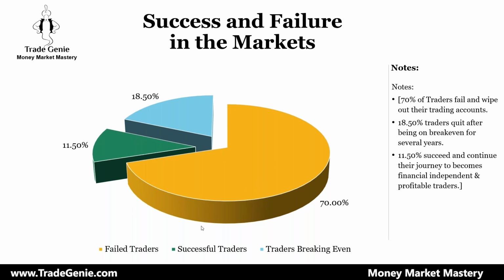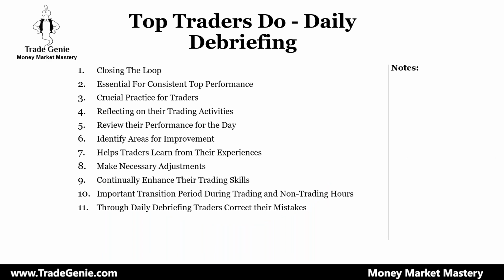Now the failed traders are operating below 85% efficiency level, meaning they are making a lot of mistakes in their trading. So the lesson is this: we need to correct our mistakes in trading. How do we correct our mistakes if we don't sit down and figure out what mistakes we made? So everything requires daily debriefing.